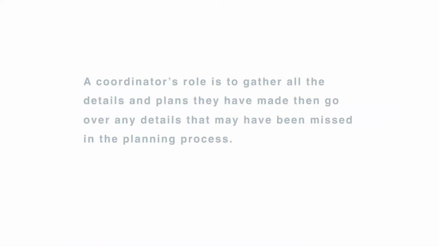The biggest role of a coordinator is to gather all the details and plans they have made, and then go over any details they may have missed. Most couples have no idea what they're doing when they're planning their wedding. They're reading online, looking through magazines, using The Knot or WeddingWire or Aisle Planner, but they still don't have the expert knowledge. They don't know how long it takes to do a grand entrance. They don't know that you maybe don't need a time frame to the minute, line by line on your timeline. They don't know how long it takes to do a hair and makeup service.